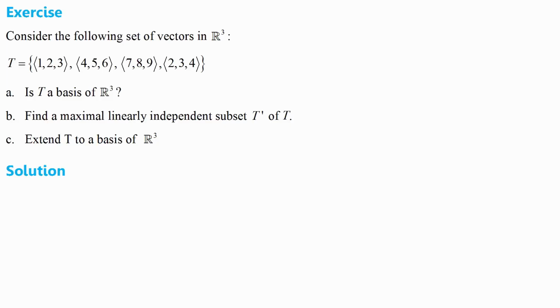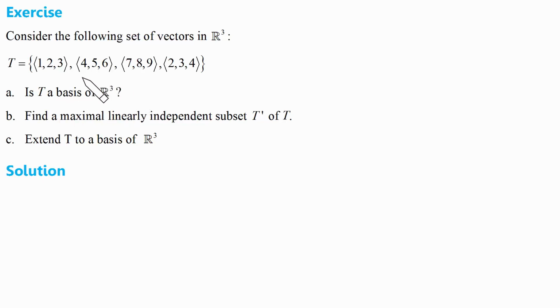In this exercise we're dealing with the vector space R3, three-dimensional real space, and we have a set of vectors. Notice that each has three components. In fact, there's four of them, and there are three questions, and I prefer to just take them one at a time. The first question: is T a basis for R3?